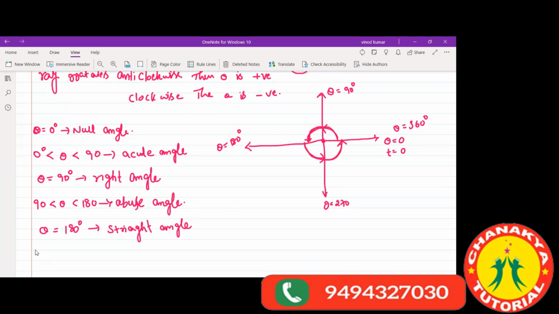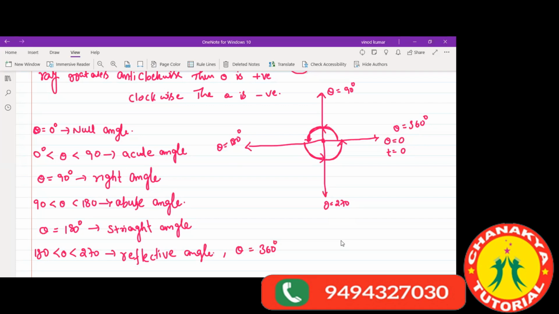When theta is between 180 and 270 degrees, it is called a reflex angle. Theta equal to 270 is also a reflex angle. Then theta equal to 360 degrees is one complete angle.